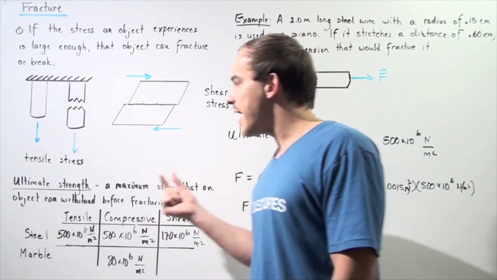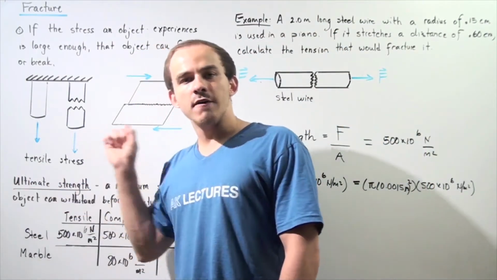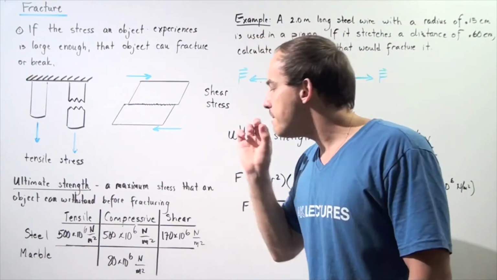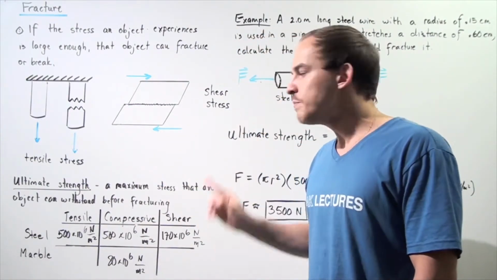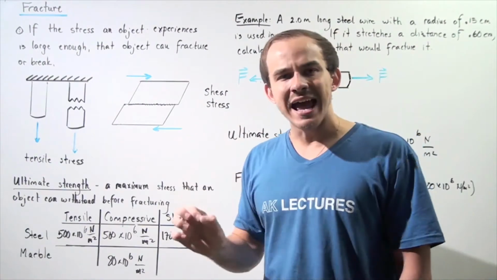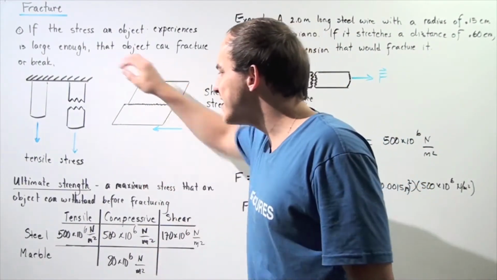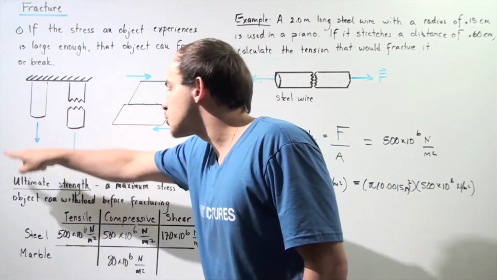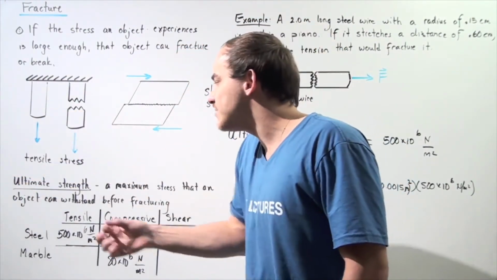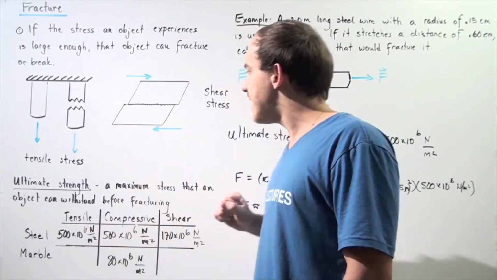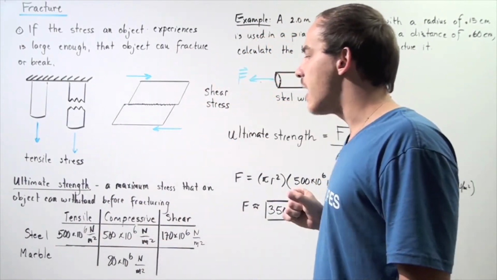Now let's talk about the ultimate strength of our object. The ultimate strength of the object is simply the maximum stress value that an object can withstand before it actually fractures. So in this case, if the tensile stress of the object exceeds its ultimate strength, that object will fracture, and the exact same goes for this object.